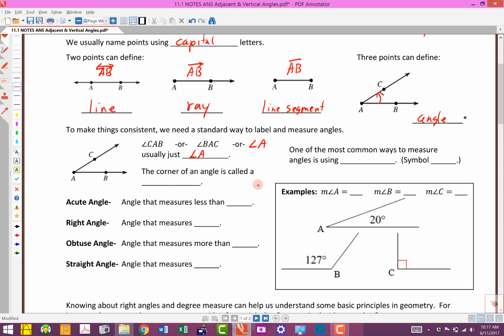And a reminder that the corner of the angle, and I think I already said this word, is called the vertex. The corner of an angle is called the vertex. We use the word vertex or vertices a lot when we're dealing with geometric shapes and figures and different things like that. I do have a quick question for you.